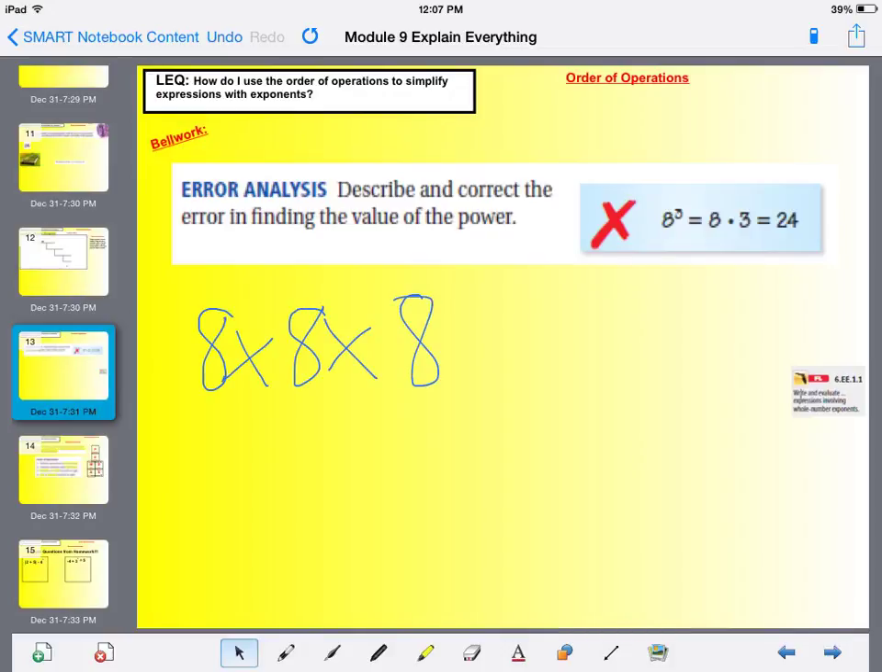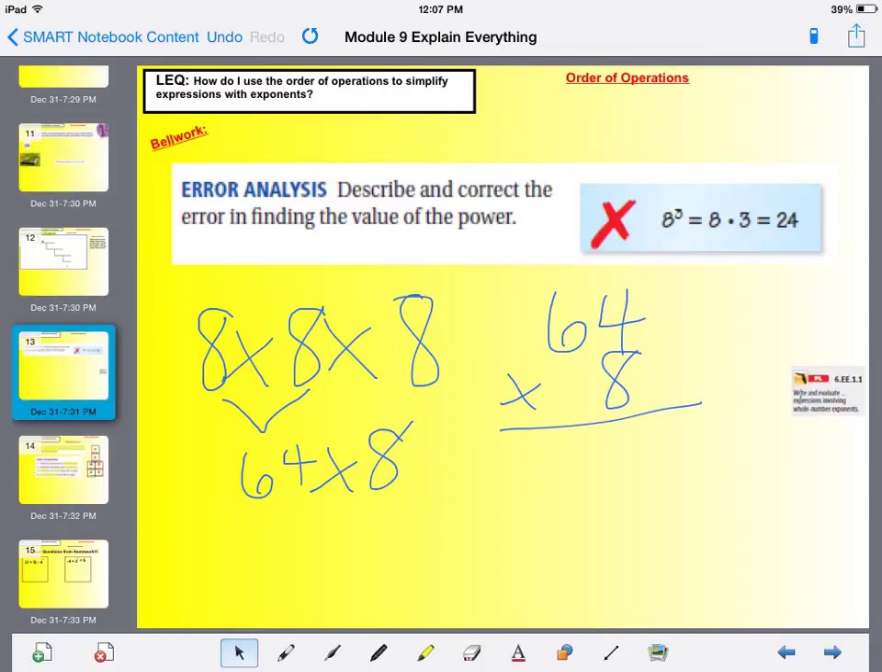And so the correct answer would be 8 times 8 is 64 times 8. And so we go off to the side here and we go 64 times 8. 8 times 4 is 32. 8 times 6 is 48, plus 3 is 51. And so our answer is 512.